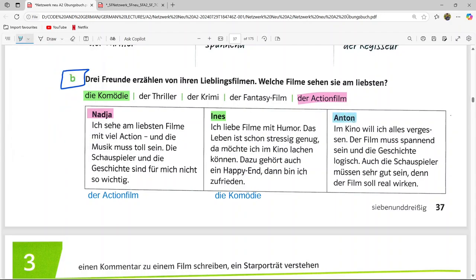And finally the third person, Anton. Okay, so let us read about Anton. Im Kino will ich alles vergessen. Der Film muss spannend sein und die Geschichte logisch. So at the movies, I want to forget everything. The film has to be exciting and the story has to be logical. Auch die Schauspieler müssen sehr gut sein, denn der Film soll real wirken. The actors also have to be very good because the film should look very real.